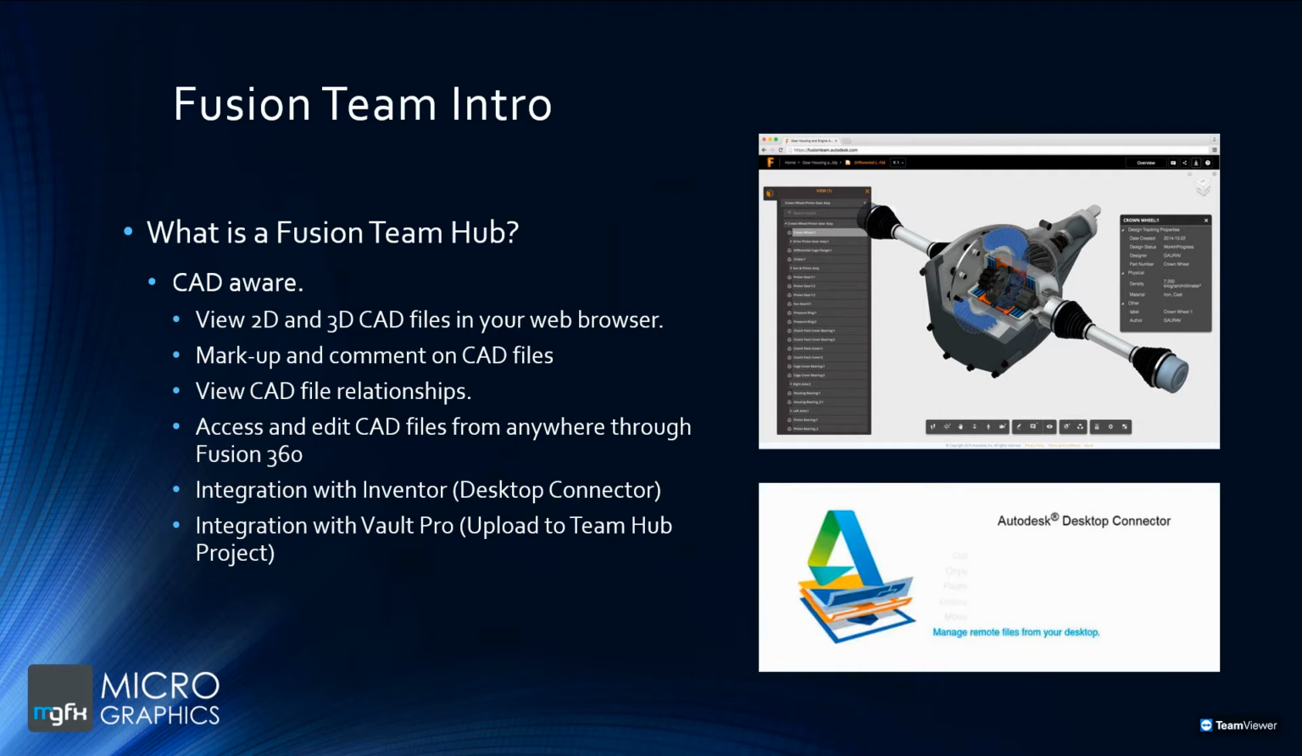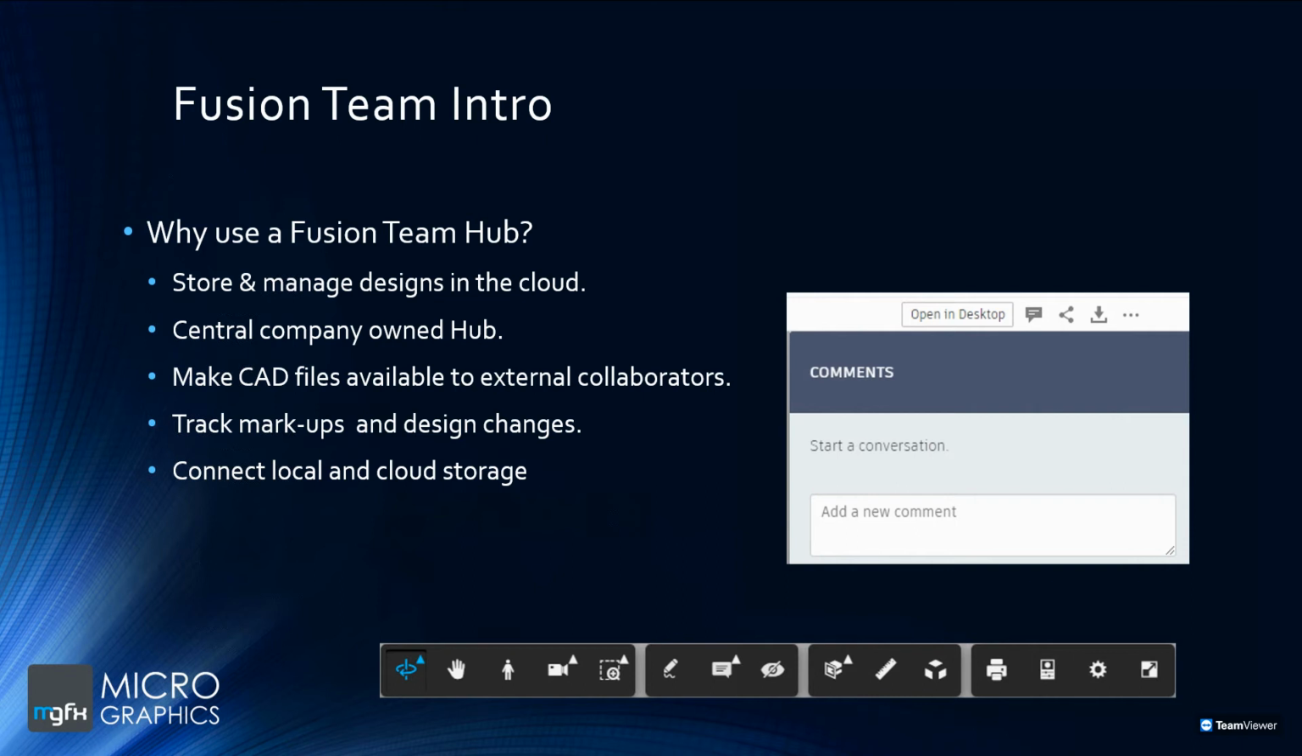So we have the desktop connector and a little bit more about Fusion Teams. It allows you to store and manage your designs in the cloud. It is centrally owned by the company, and then users are added or are given access to it. This also allows you to make your CAD files available to external collaborators.